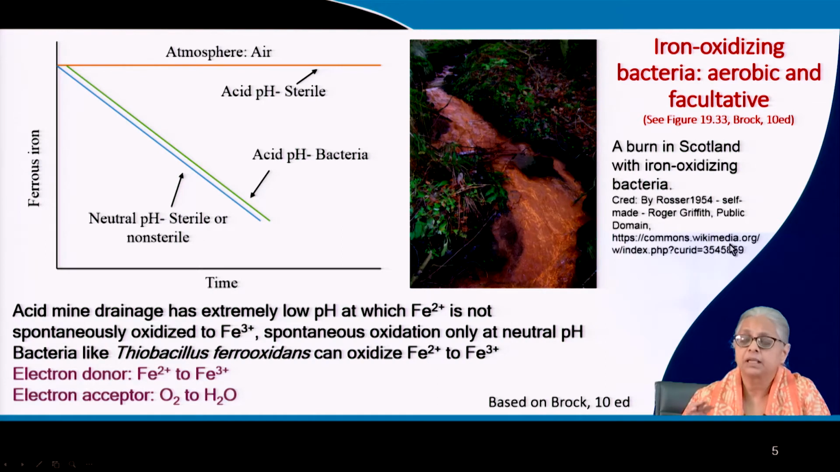There have been several reports in the literature, which I will come to in a little bit. The electron donor in these reactions is ferrous iron, and it's converted to ferric iron, and the electron acceptor is oxygen. So it remains an autotrophic reaction.